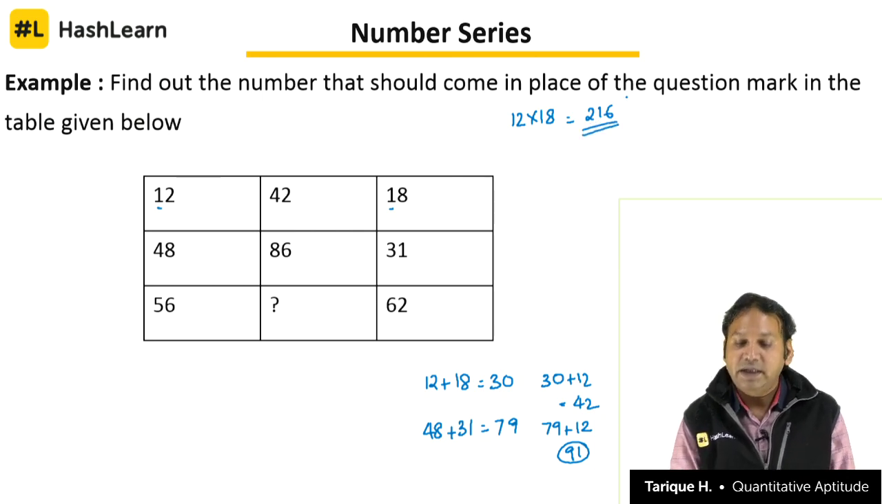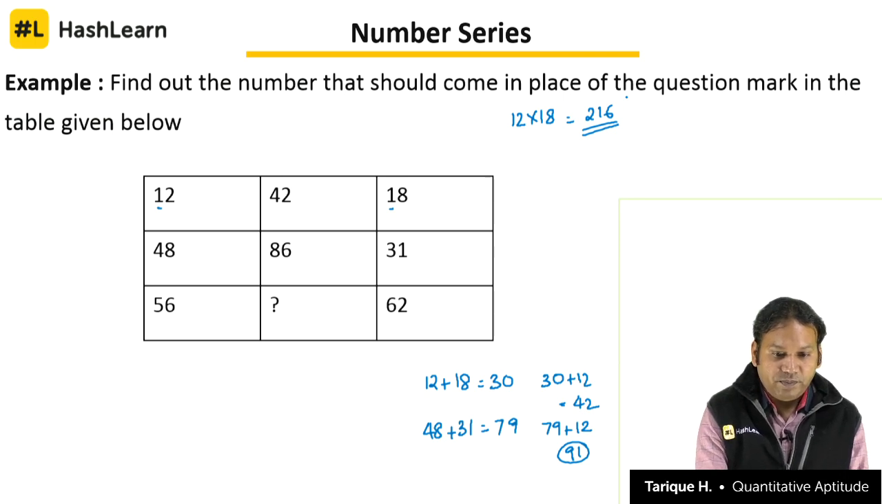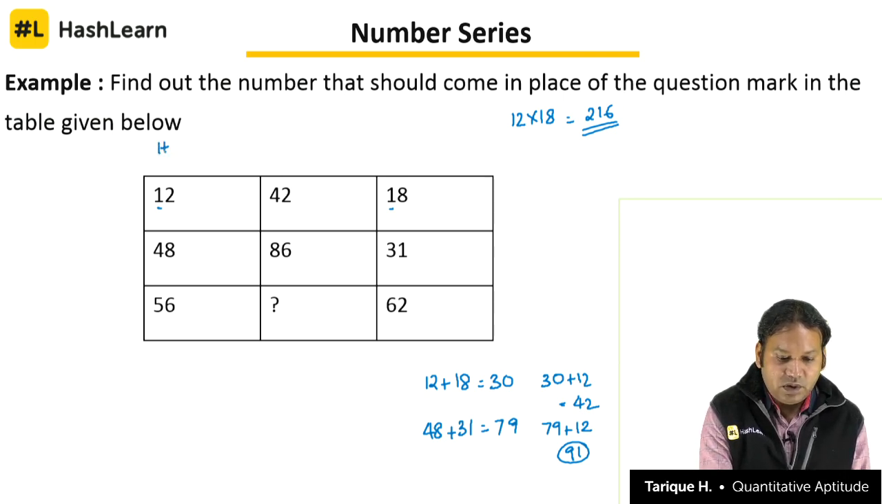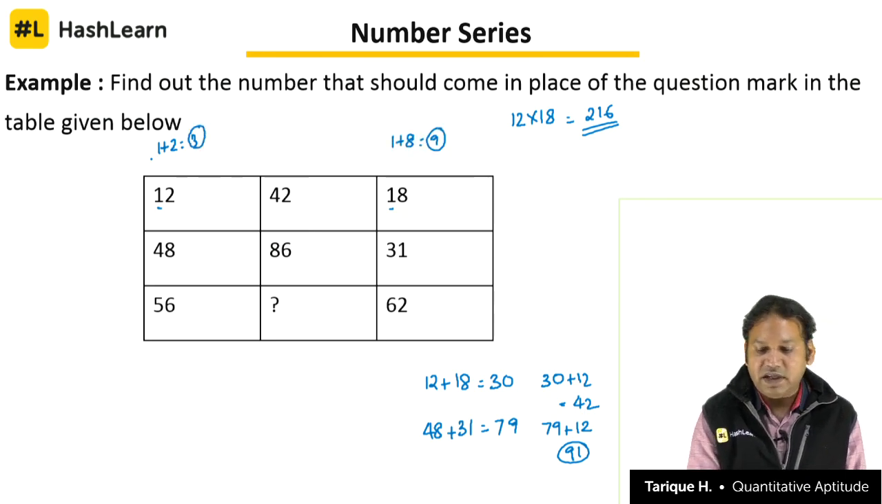Sorry, yeah, 216. So we have 12, 18, and then we have to find out what number comes in between. 42 and 116 are not related in any particular way. Can we do something with the sum of digits here? 1 plus 2 is equal to 3, and 1 plus 8 is equal to 9. 3 into 9 is 27. That is also not working.